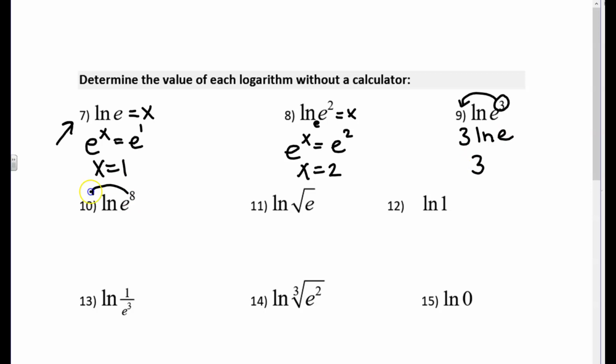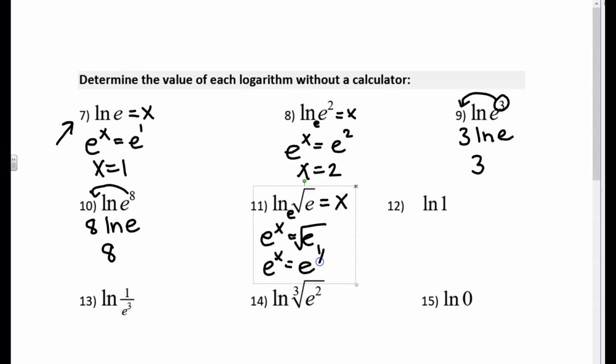So here I can pull that 8 to the front. That's 8 times the natural log of e. The natural log of e is 1, so I just get 8. Or we could do it by setting it equal to x. There's 2 ways to go about this, guys. Again, there's a hidden base of e here, so I get e to the x equals e square root of e. Well, square root of e is e to the 1/2. So therefore, x must equal 1/2.